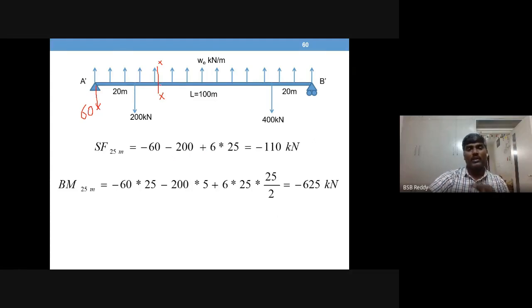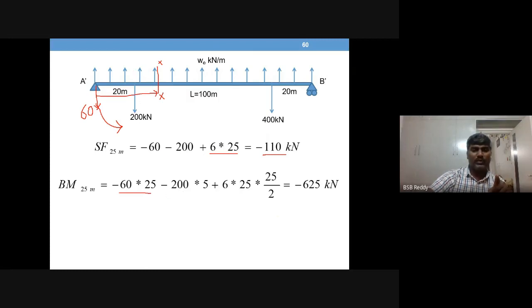Plus is upward. So left upward and right down is positive. So plus 6 into the span 25, 6 kilonewtons into 25. So shear force is minus 110 kilonewtons at 25 meters. Same for bending moment. So this is left anti-clockwise, hogging, minus. So minus 60 into distance 25.